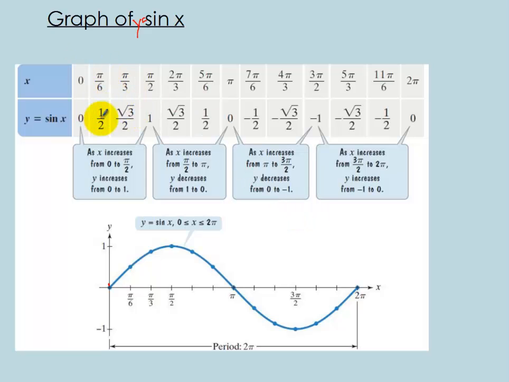If you look at your unit circle, you can relate it to the unit circle here. So if you have the xy chart, when your x is 0, your y is 0, your sine is 0. And when you're at the angle of pi over 6, your sine at pi over 6 is 1/2. So it actually matches the unit circle.